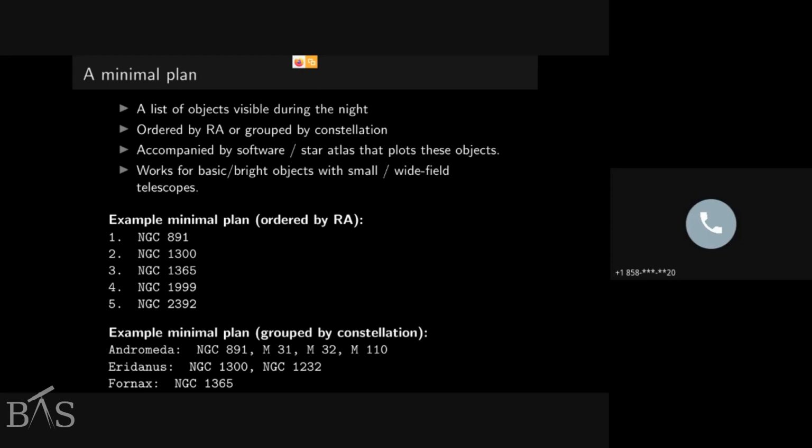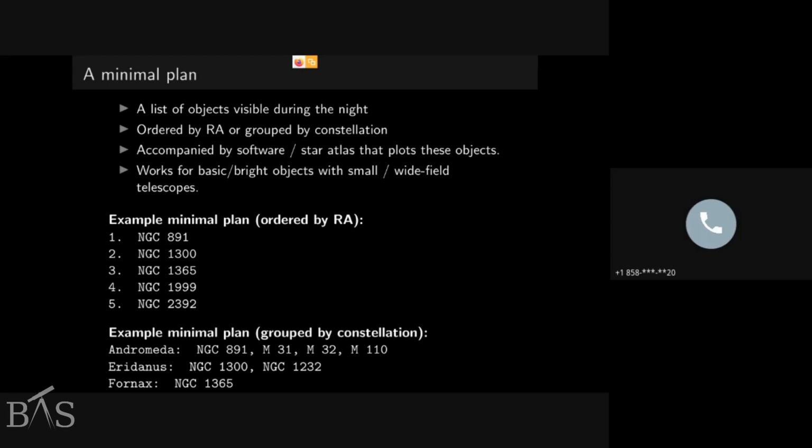Or you can also group it by constellation, which I think is much easier. You just say these are the objects in Andromeda, these are the objects in Eridanus, and these are the objects in Fornax or whatever. And then you have a rough sense: you look at the sky and say, okay, Fornax is high up, I'm going to try the objects in Fornax right now. Otherwise, you don't know where the objects are. So you have to have some sort of ordering in your objects.